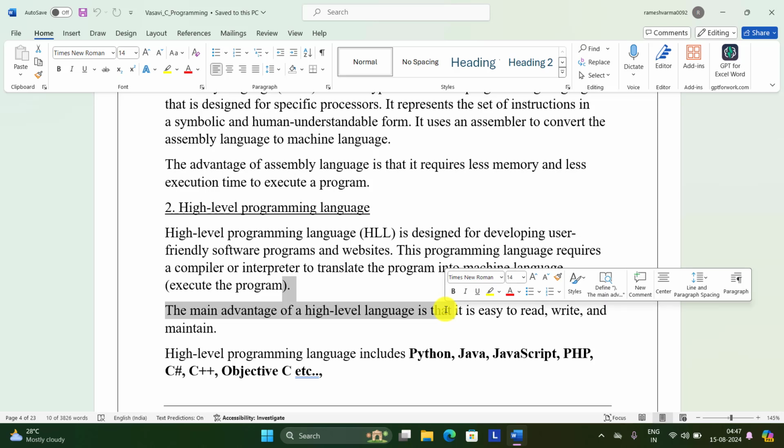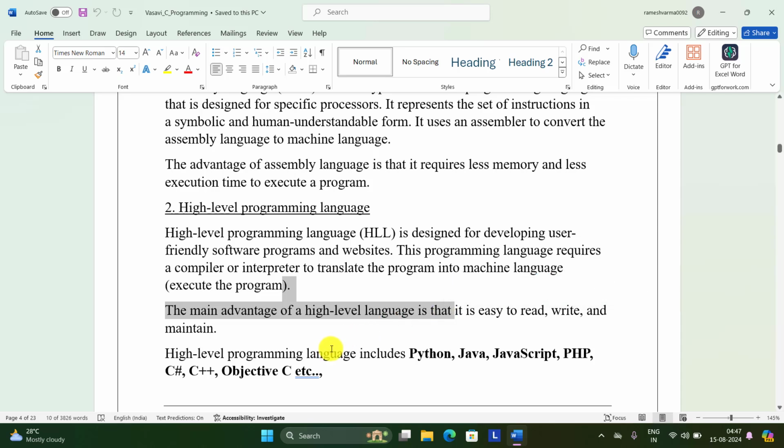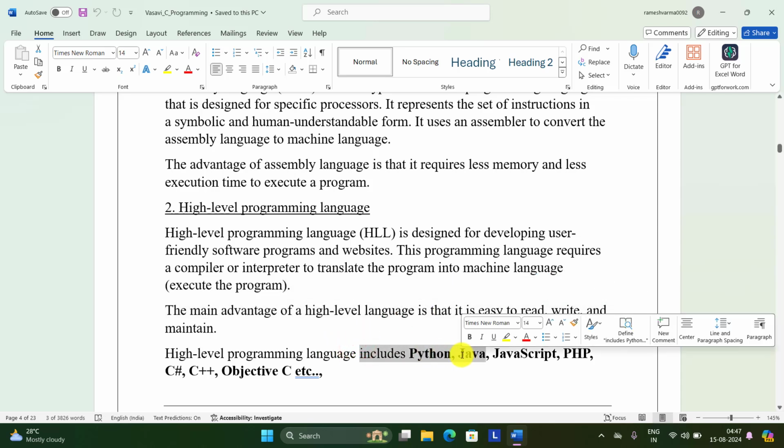What do you mean by maintain? If you want to upgrade or downgrade something, it is easy in a high level programming language. For example, if you want to update a feature in high level programming language, it is easy to update a feature when compared to a low level programming languages like machine code or assembly code. Okay, high level programming languages include Python, Java, JavaScript, PHP, and other famous programming languages.